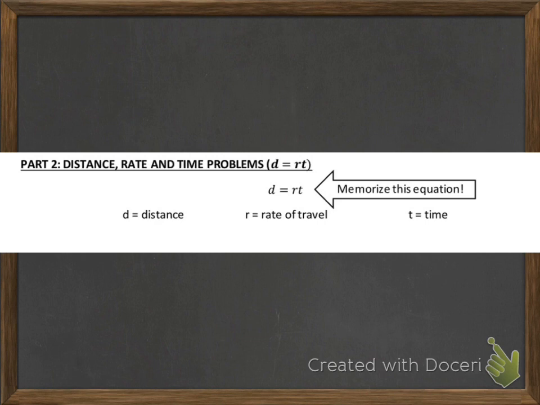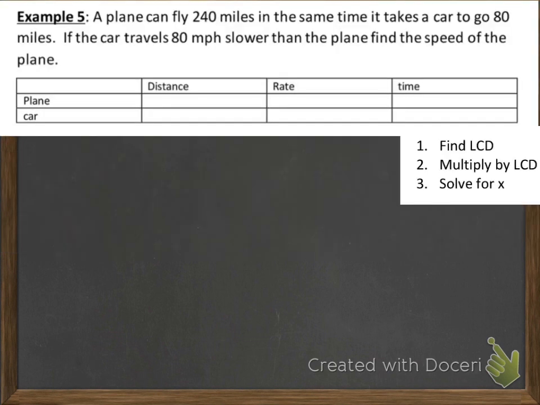So D stands for distance, R stands for the rate of travel, and T stands for time. And the equation is D equals RT. You will need to memorize this equation. Let's start with our first example.